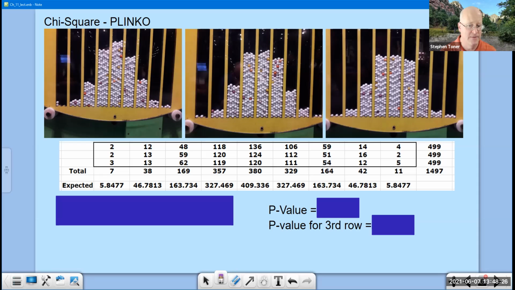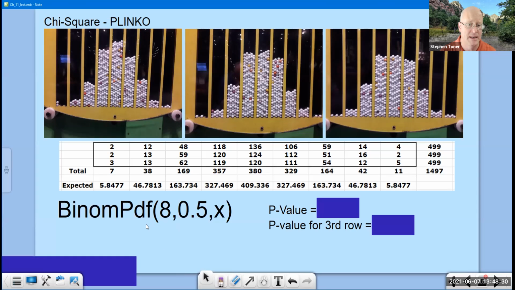And I did the following calculation. I did binomial PDF. That was the one where we're finding the probability that X equals something. And I said there were 8 trials. There were 8 different times it could bounce to the left or to the right in that picture. There was a 1/2 chance of it going to the left versus right at each little stage in that game, if it's in balance. And then I left this last number off.